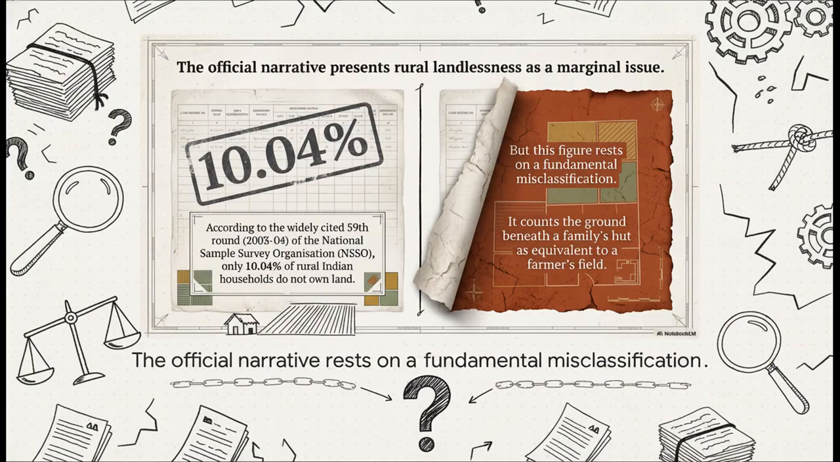Okay, let's dive into this, because as we start peeling back this official ledger, we find that this comforting 10% figure is built on a shockingly bad foundation of data. It rests on a fundamental misclassification that completely skews our entire understanding of what it actually means to own land in a rural agricultural economy.